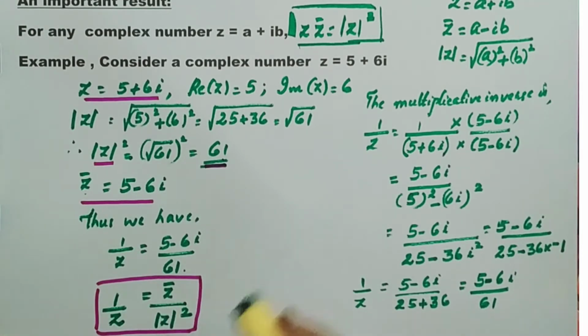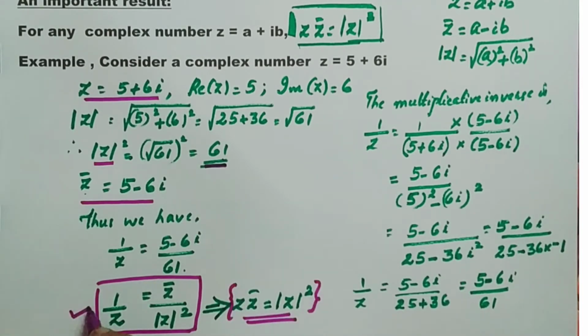But our aim is to find the result z bar equal to mod z square. We can arrive at the result by cross multiplying: z into z bar equals 1 into mod z square, that is mod z square. So a very important result, z into z bar equals mod z square. But this result is very important for finding the multiplicative inverse of a complex number.